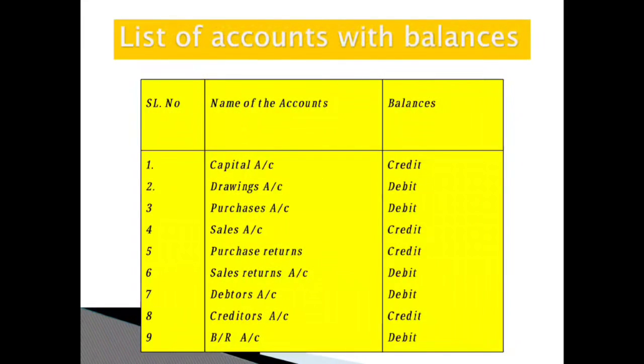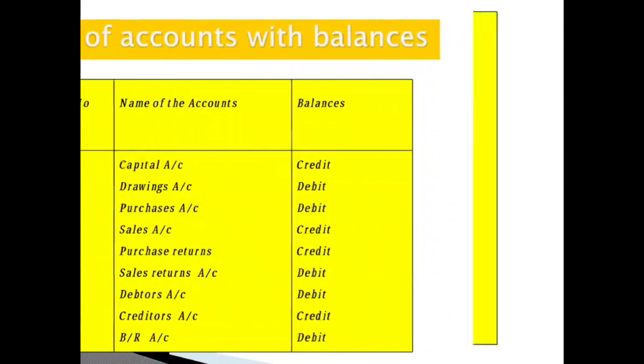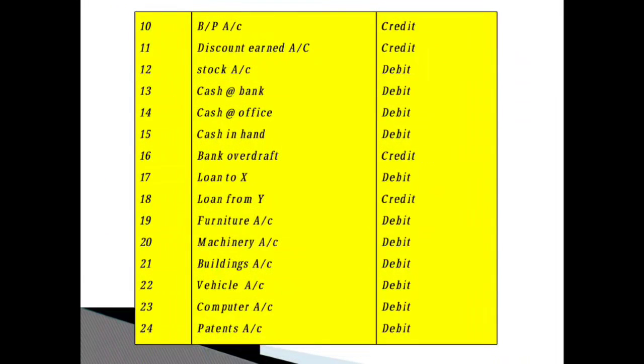Then debtors account is debit because it is an asset. Creditors account shows credit balance because it is a liability. Then bills receivable account shows debit balance because it is an asset. Next you have bills payable account, BP account, which shows credit balance because it is a liability here. Then discount earned account is income, so it shows credit balance. Then stock shows debit balance because it is an asset.